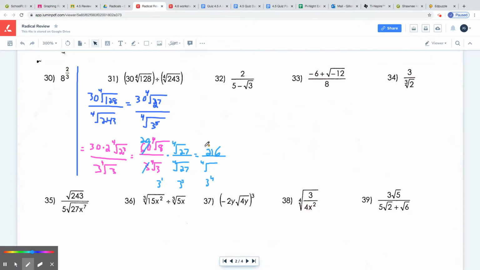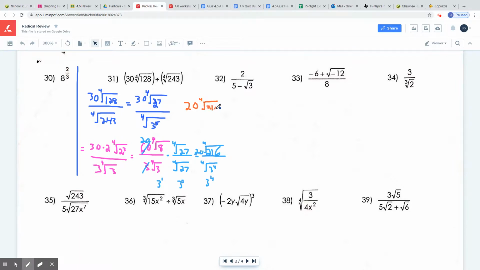All right. And there is a 20 on the outside. And then this is 3 to the fourth. So my final answer, I can't do anything. So it's 20, fourth root of 216. And I know I can't break anything down.